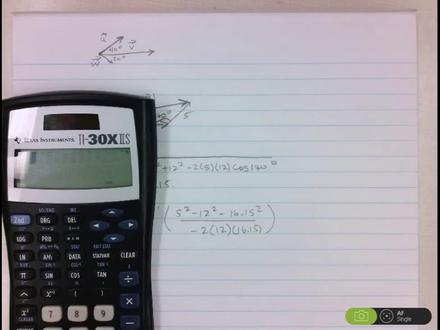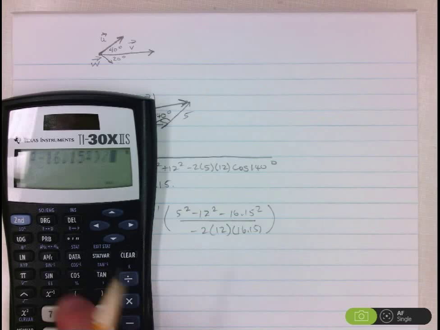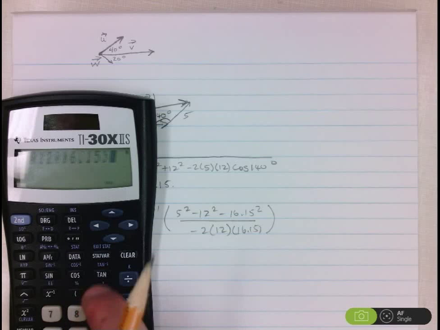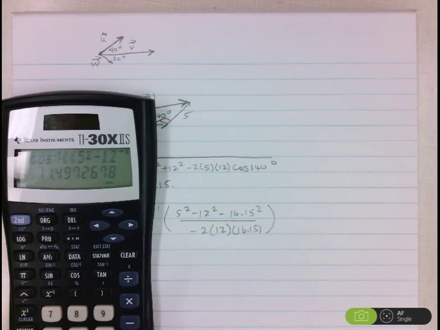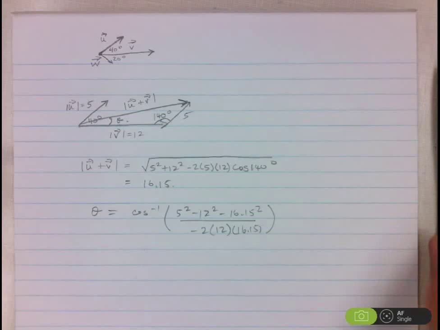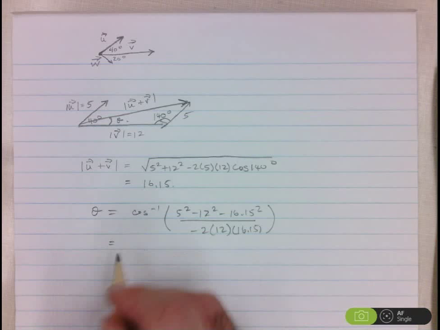So we've got cos inverse, open up a bracket for our numerator, 5 squared minus 12 squared minus 16.15 squared. Close the numerator bracket, divided by, open up a denominator bracket, negative 2 times 12 times 16.15. Close off the brackets, and we have 11.497, so to 2 decimal places, that ends up being 11.50.